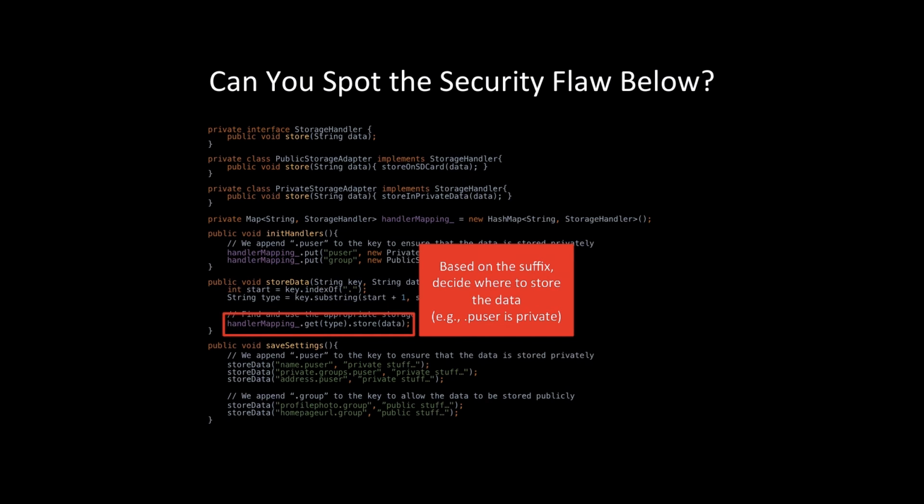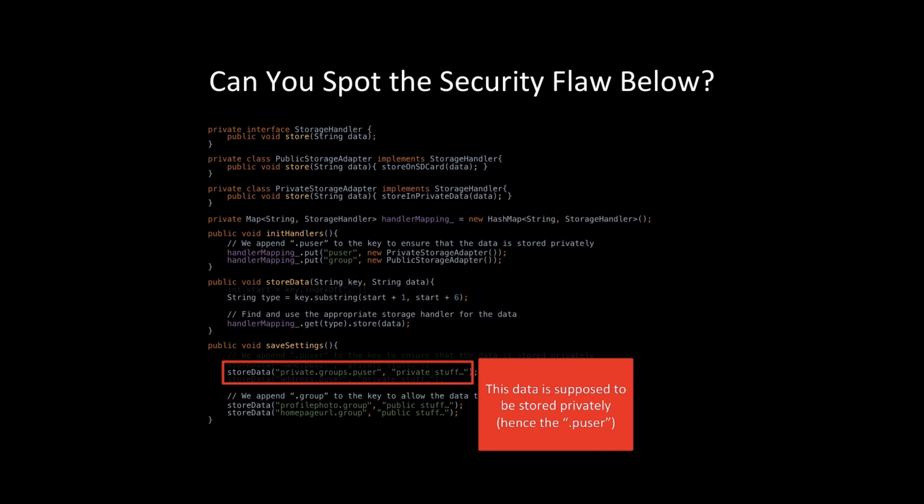Now, why is this a problem? Well, let's look at this specific code example. If we look down in our save settings method, one of the things that we can see is that we're saving the private groups, whatever that is, for this particular app. And we are creating a key that's called private.groups.puser. So this is clearly data that the developer intended to be private.